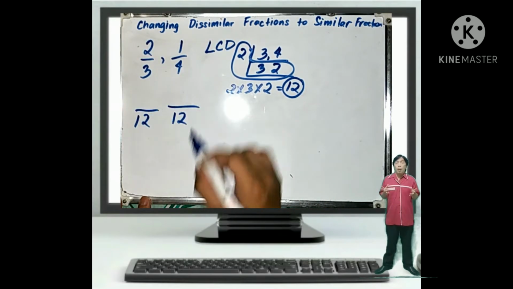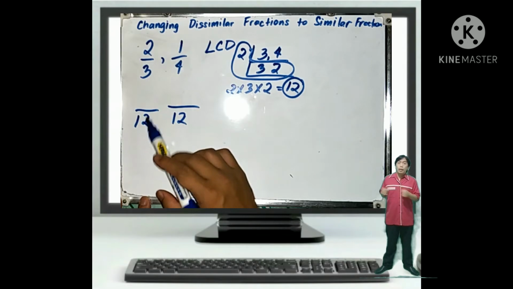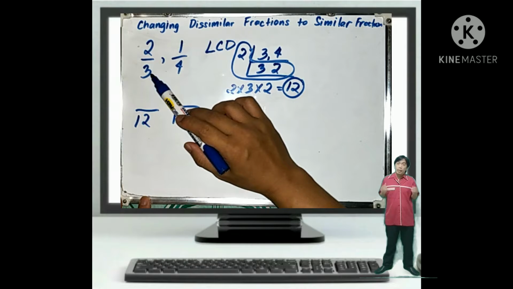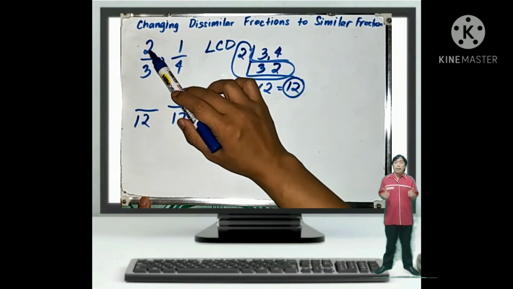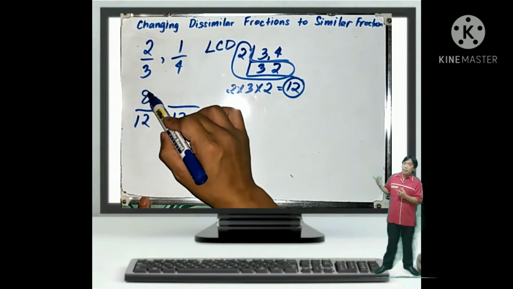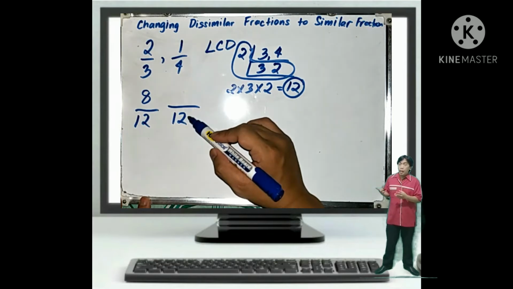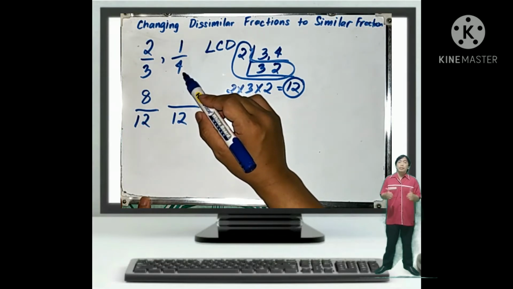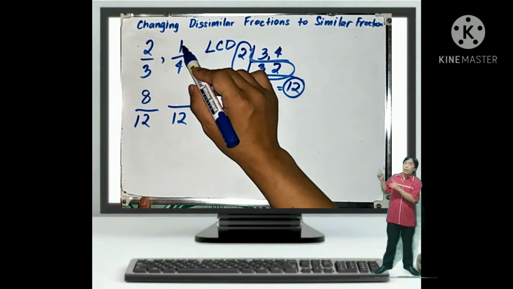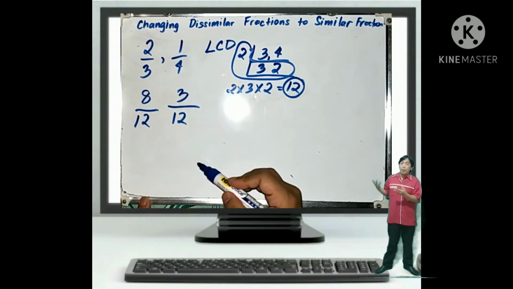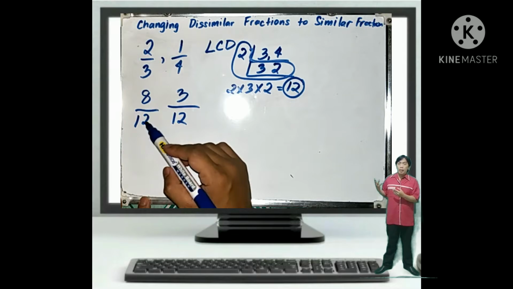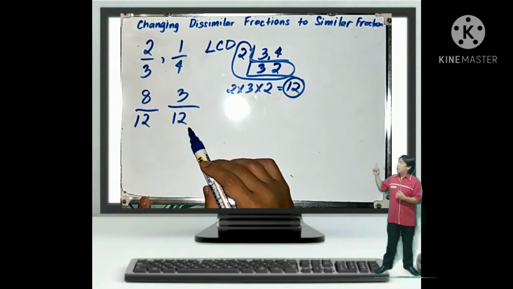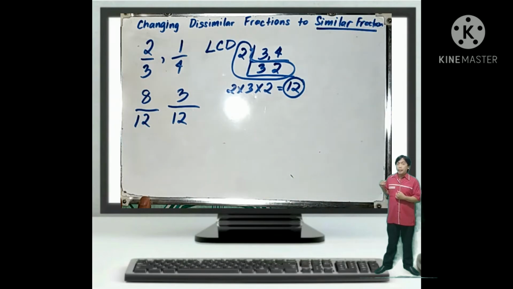Okay. Let us divide 12 by the denominator 3. So 12 divided by 3 is 4. 4 multiplied by 2, the numerator, is 8. Same process, 12 divided by 4 is equal to 3. You multiply with 1, the numerator, the answer is 3. So we now have the fractions 8 over 12 and 3 over 12. The denominators are the same. They are now similar fractions.